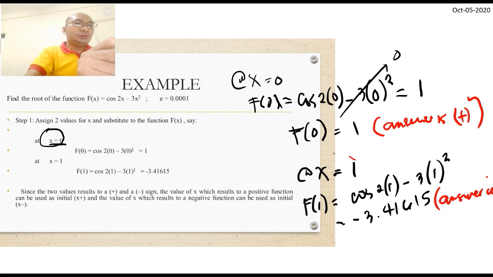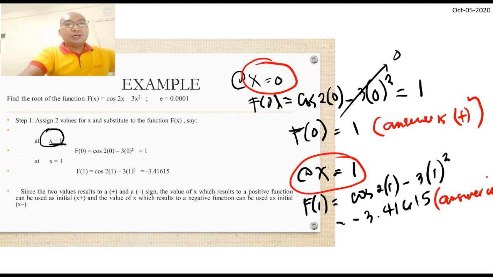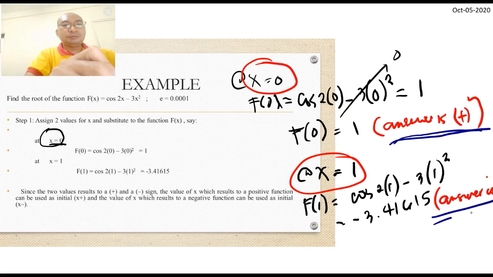So if these two values of x are not given, you are to assume values for x such that one should be positive and the other one should be negative. Assign any value for x such that the answer for one will be positive and the other one should be negative.